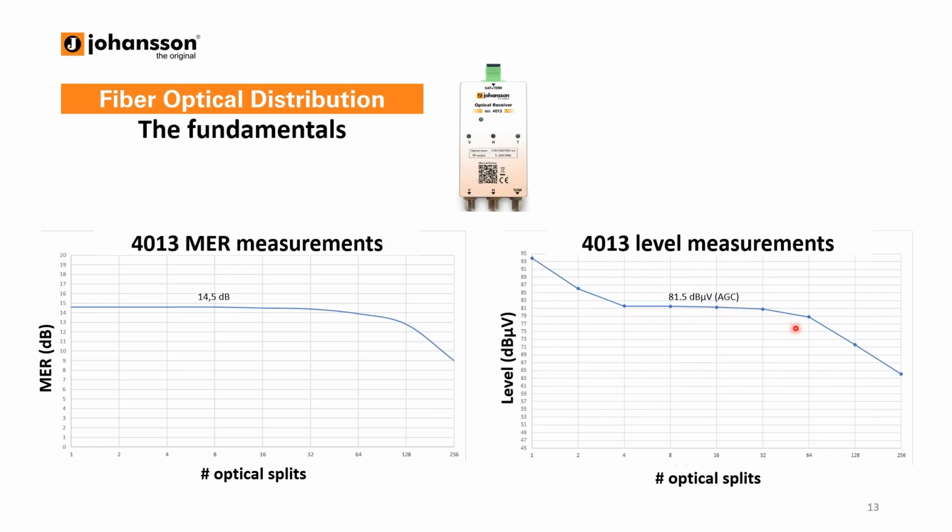So it keeps the level straight around 80 dB microvolts. Only at 32 or 64, you see a slight drop, but still at 64, we are close to 80 dB or 79, which is still perfect. Also 128 splits gives you 73 dB microvolt, which is still okay. 256 splits give you around 69, 68 dB microvolt, which is just on the limit. But also here again, 128 passive splits is still doable.